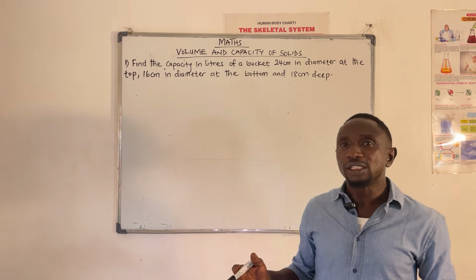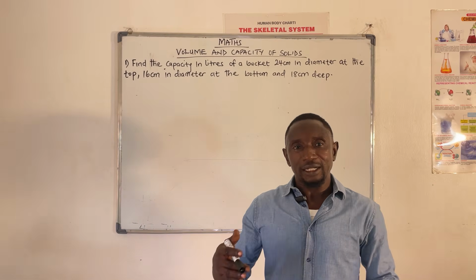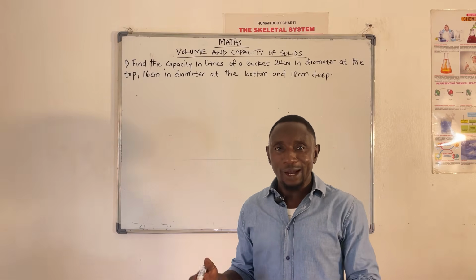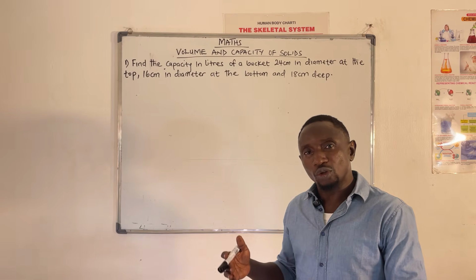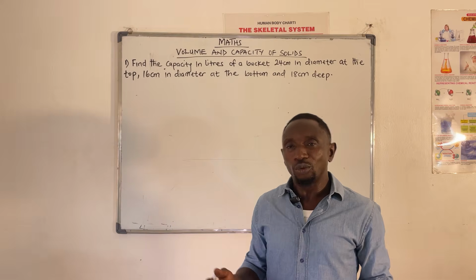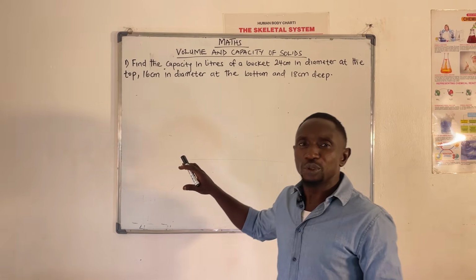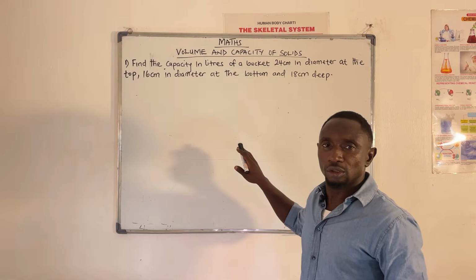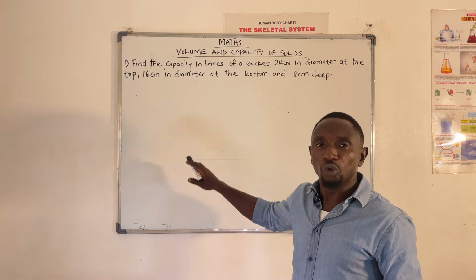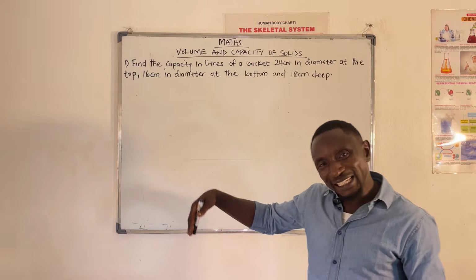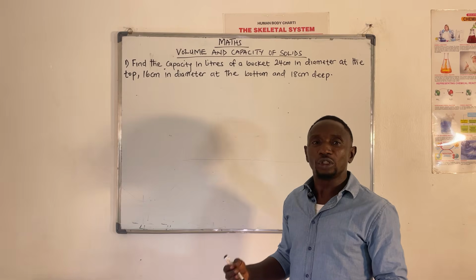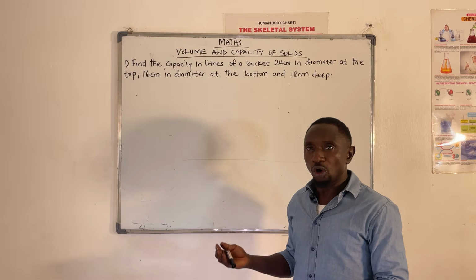Today we'll be talking about volume and capacity of solids. So what is volume? Volume is the amount of space a container occupies, while capacity is the amount of liquid a container can hold. Now, as we know, there's a relationship between volume and capacity. Like I said earlier, volume is the amount of space in a container, while capacity is the amount of liquid the container can hold.